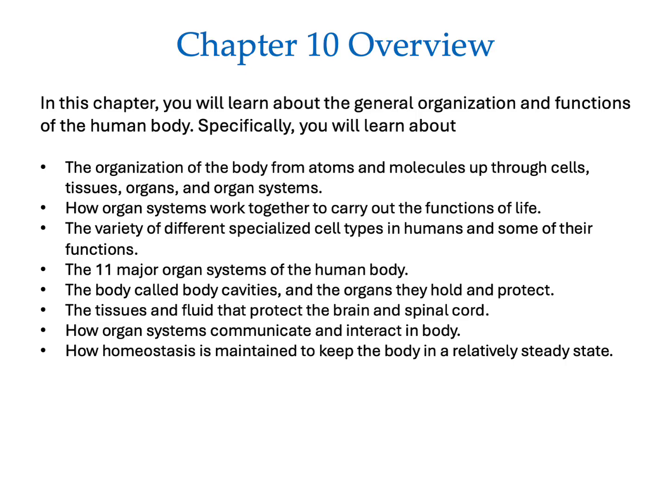Chapter 10, Overview. In this chapter, you will learn about the general organization and functions of the human body, specifically the organization of the body from atoms and molecules up through cells, tissues, organs, and organ systems, how organ systems work together to carry out the functions of life, the variety of different specialized cell types in humans and some of their functions, the major organ systems of the human body, the areas of the body called body cavities and the organs they hold and protect, the tissues and fluid that protect the brain and spinal cord, how organ systems communicate and interact in the body, how homeostasis is maintained to keep the body in a relatively steady state.